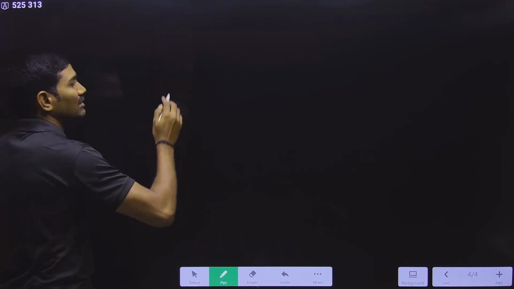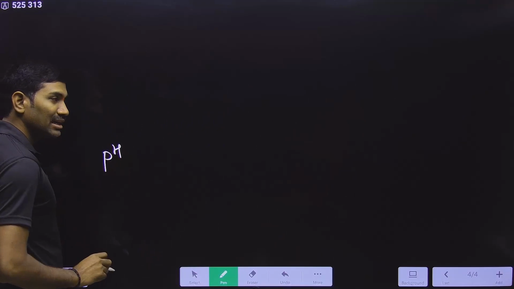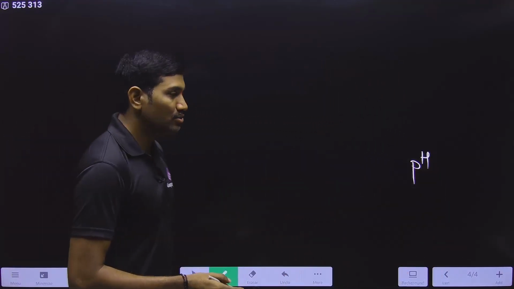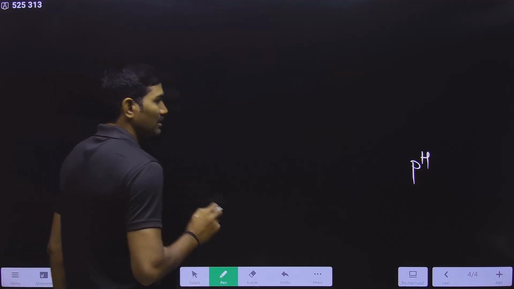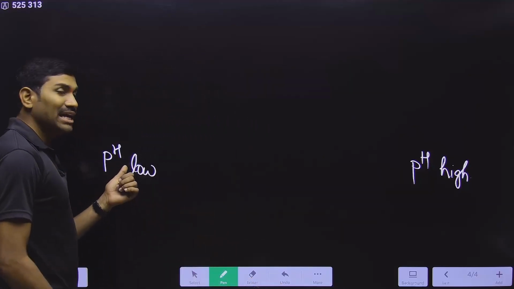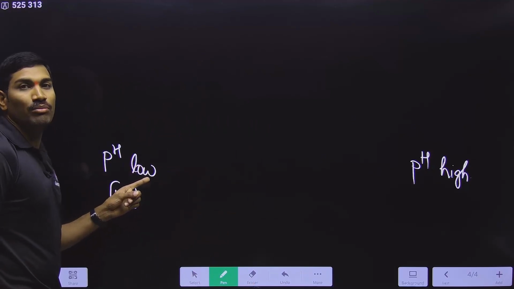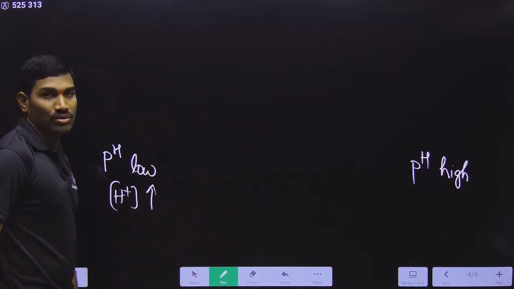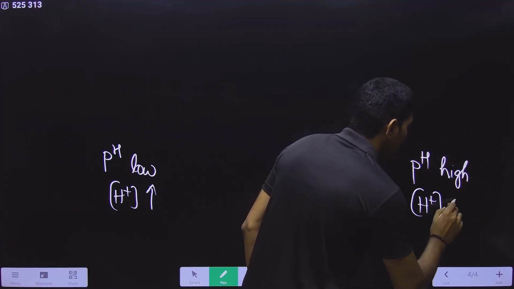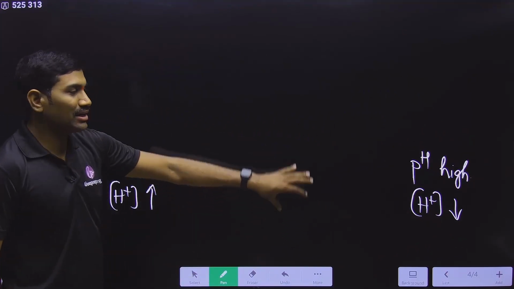Here we are talking about total 3 conditions. What are these 3 conditions? The condition at which pH is very less, and here the condition where pH is very high. Understood or not? pH is very less and here pH is very high. Now observe carefully. Here pH value is low means H plus ion concentration is more. And here pH value is high means H plus ion concentration is less. Yes or no? This is the logic. And here we are talking about intermediate, another one.